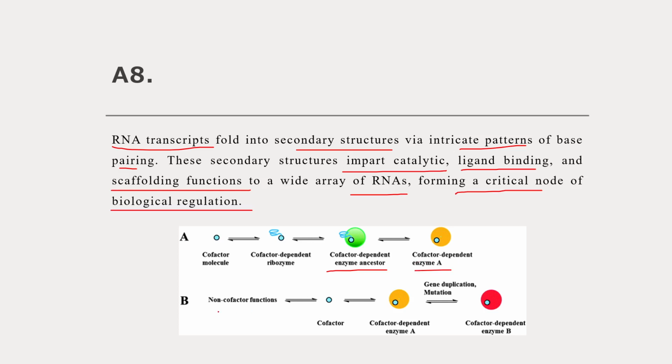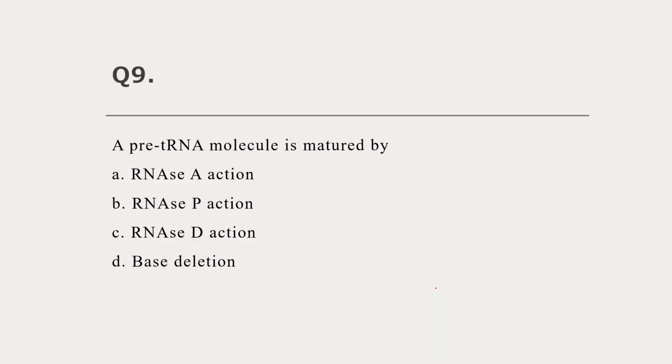Next, non-cofactor function, that leads to gene duplication or mutation in some ribozymes or some proteins also. So this is basically a part of some experiment. This is not the whole experiment. I am just showing you a few parts of one experiment. That's why this cofactor molecule is required for the secondary structure of RNA. Understood?